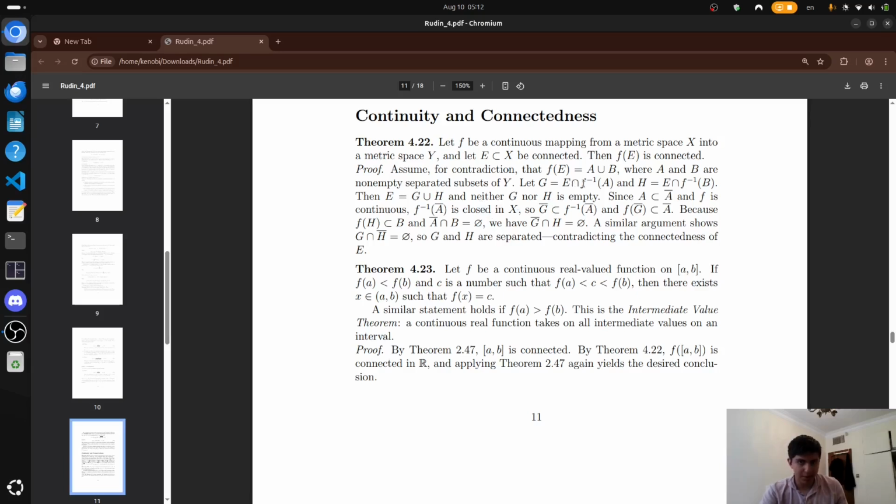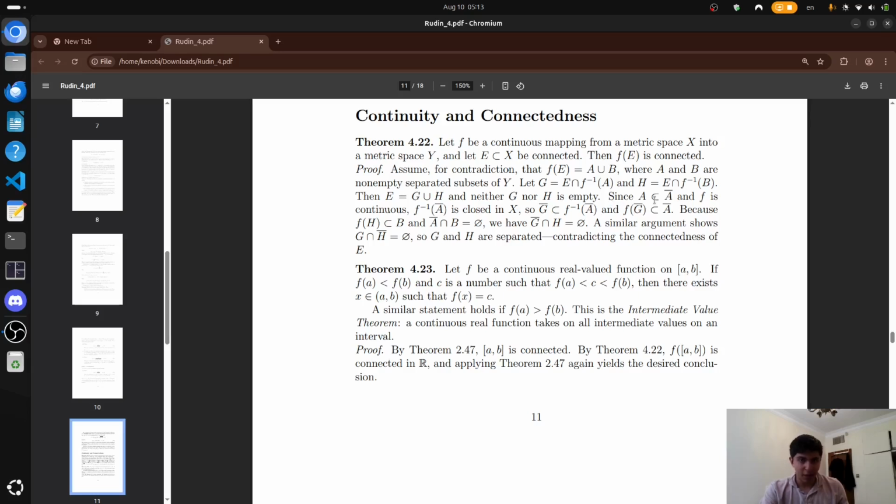Because they're separated, if you take their intersections, you're going to have two separated sets G and H, and you're unioning them back together to get E. All you have is f inverse of A and f inverse of B that are separated, and you're unioning them back together to get E. And neither G nor H is empty.